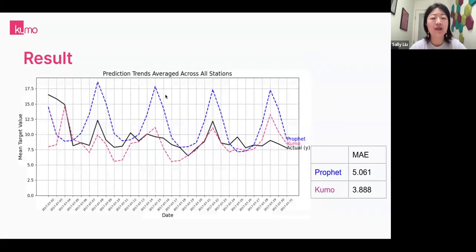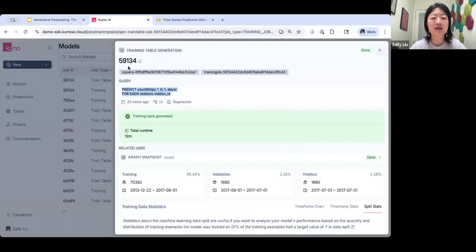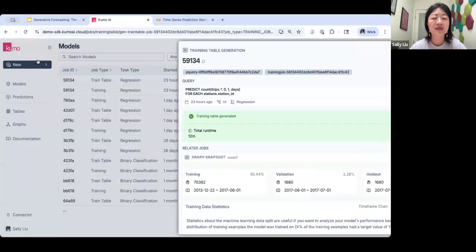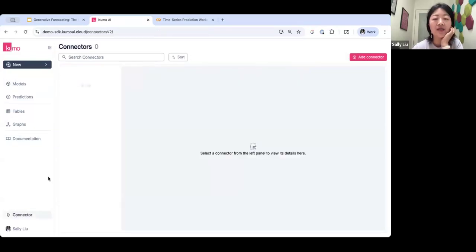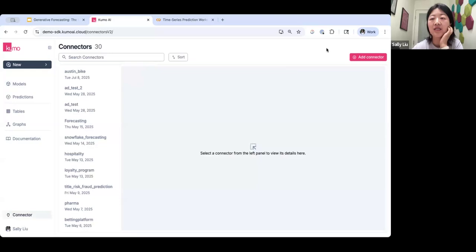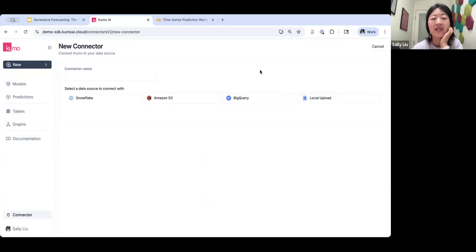Okay, let me show here. Can everyone see my screen? I guess so. Okay, so here is our platform. Let's start with the data, how you can get the data in. Here we have a connector button, where you can just connect to your data source. For instance, if you click add a connector here, you can connect with Snowflake, S3, BigQuery, Looker, whatever you want.